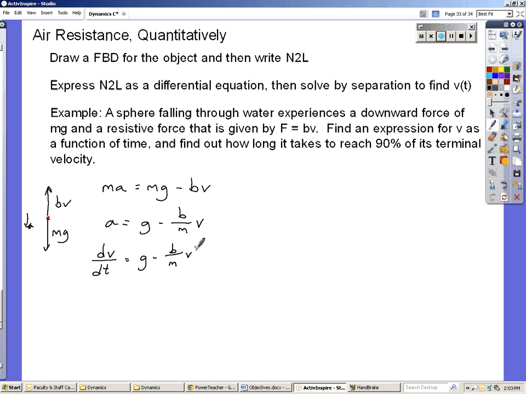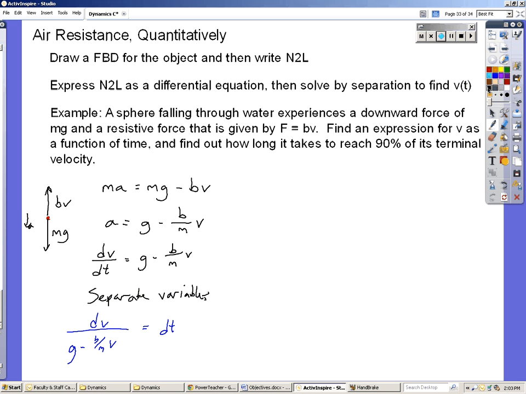What we're going to do to solve this kind of differential equation is separate the variables. In other words, the two variables we're interested in are v and t. We'll get all the v's on one side of the equation, all the t's on the other side. And then the constants, g, b, and m, we don't really care where they end up. So we'll divide both sides by v and multiply both sides by dt. So we get dv divided by g minus b over m times v equals dt. That's just algebra.